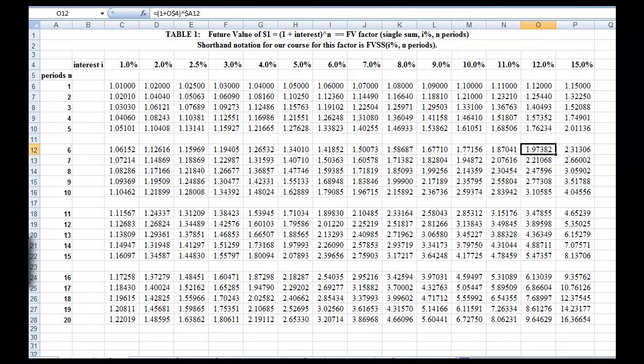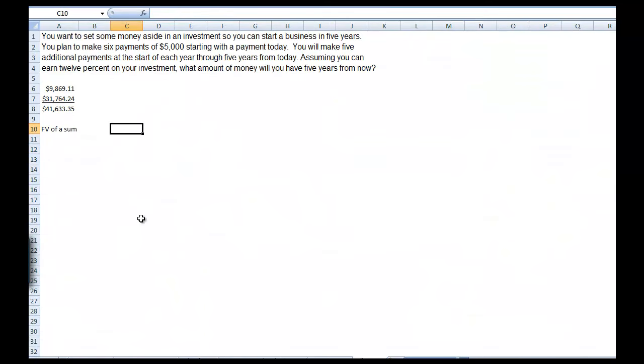1.97382. And we're going to transfer that over to our table here. 1.97382, and the sum is $5,000. So we'll put that in and we'll multiply it in the next row. So we take our future value factor times our sum, and that gives us 98.68, and I think it's 11, but I don't know.